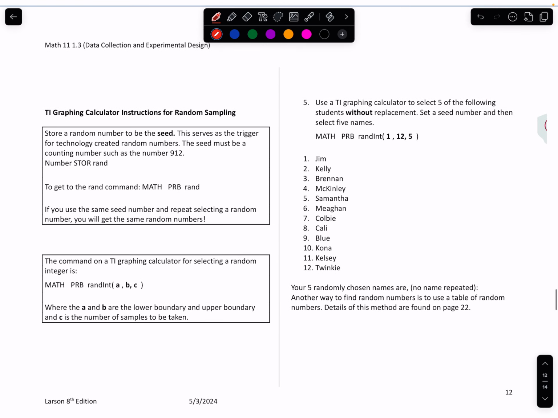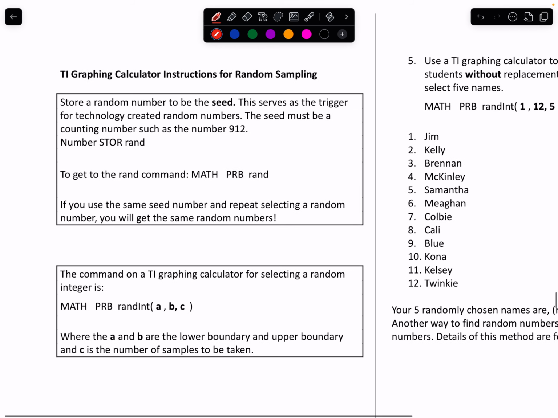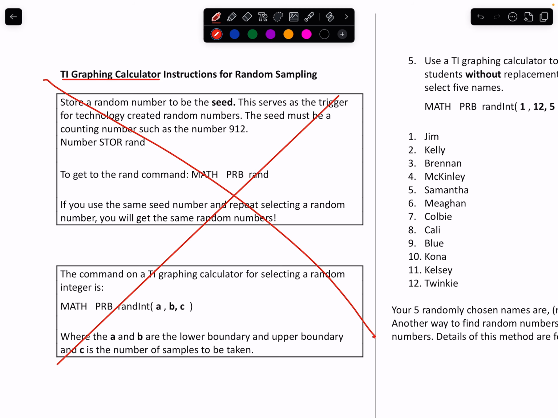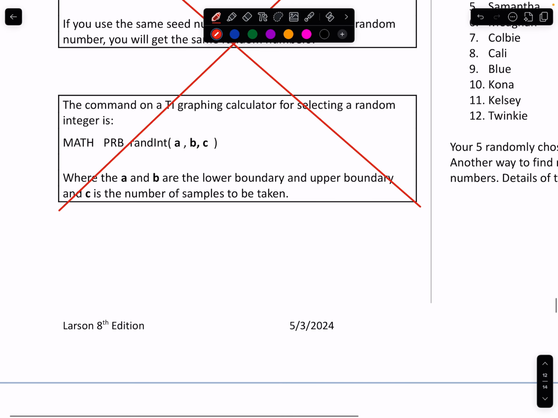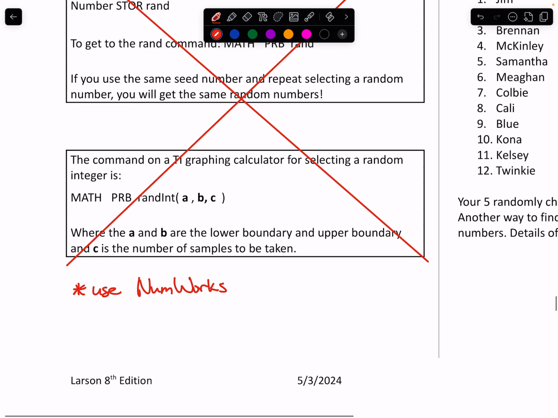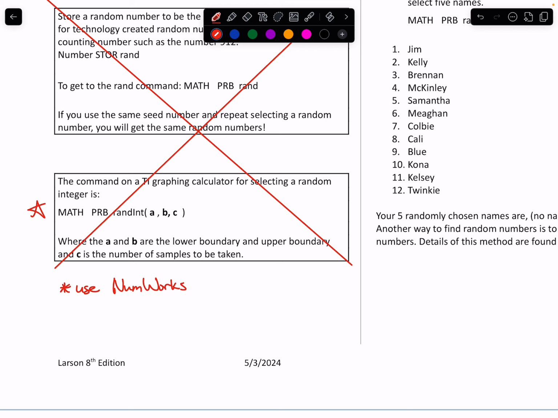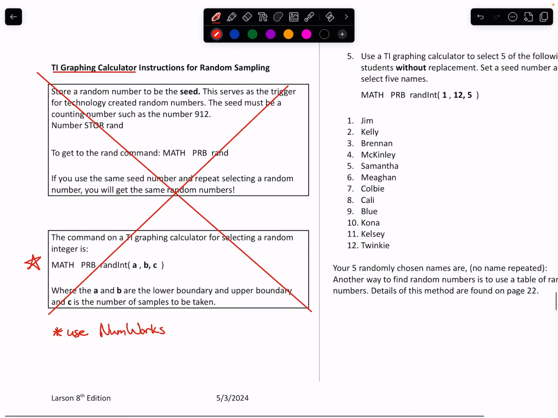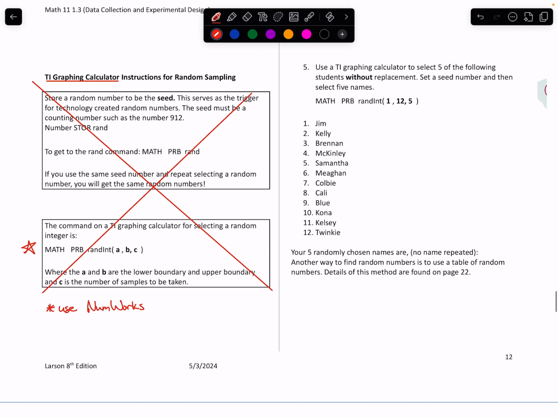This goes into a section about how to do this on a TI graphing calculator. You don't have TI graphing calculators, so you're not going to do this. It's actually very similar to this, but we are going to use the NumWorks calculator that we have in class. And the nice thing is it actually works very, very similar. So those directions, actually for the most part, especially this one, might actually kind of be useful. But I'm going to show you how to do this.